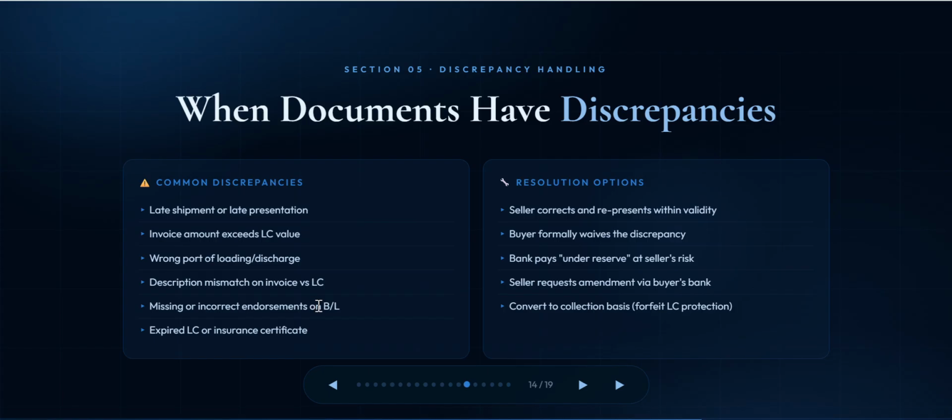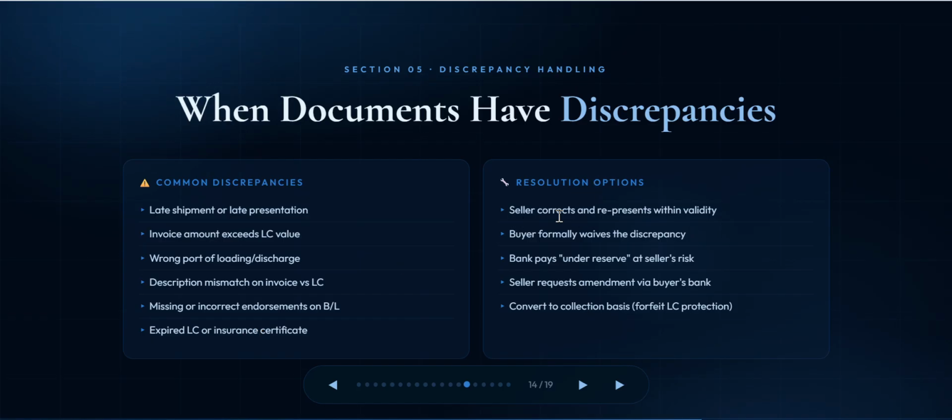Missing or incorrect endorsement on the BL, then expired LC or insurance certificates. Insurance certificate expiry is one of the main things that needs to be considered while checking the documents. And along with that, the insurance certificate also must be signed by the insurance agent or by the insurance company, right? So that also needs to be taken into consideration when checking the documents.